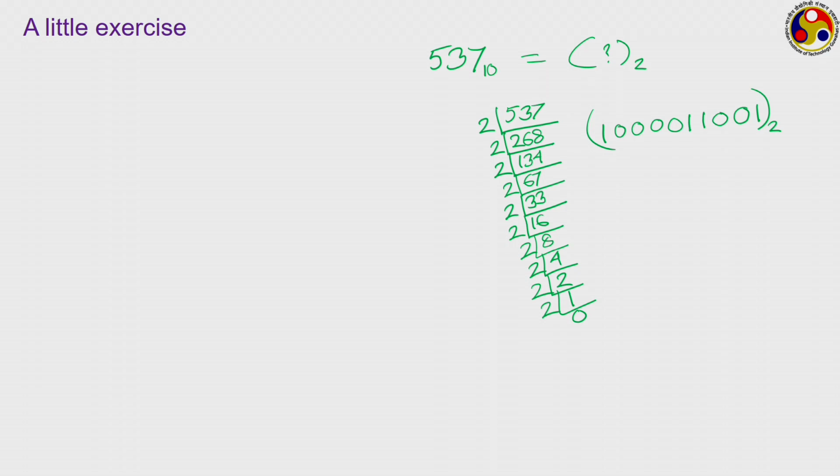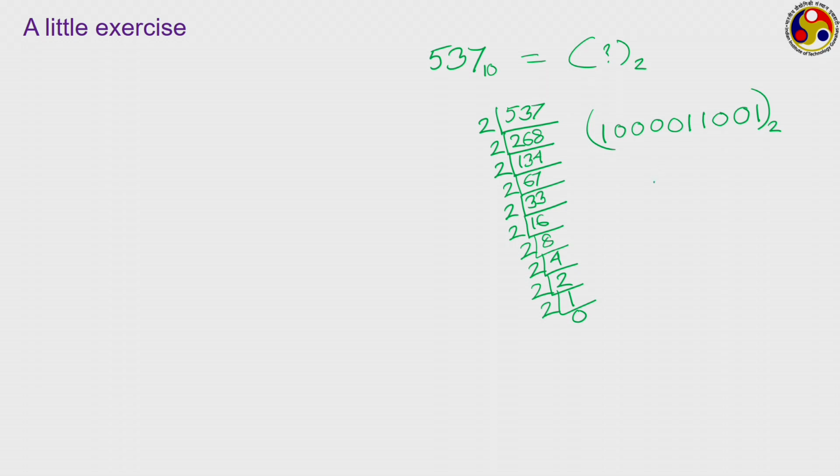How many digits should we have? How many divisions have we done? 1, 2, 3, 4, 5, 6, 7, 8, 9, 10, 11, and corresponding to each of them we are getting 1 remainder. So, this way we can convert any decimal number to its corresponding binary representation. But binary always gives us, like in this particular case, a very long stream of numbers, and therefore, sometimes we prefer going for octal or hexadecimal bases.